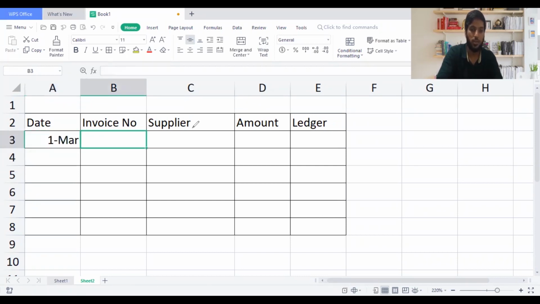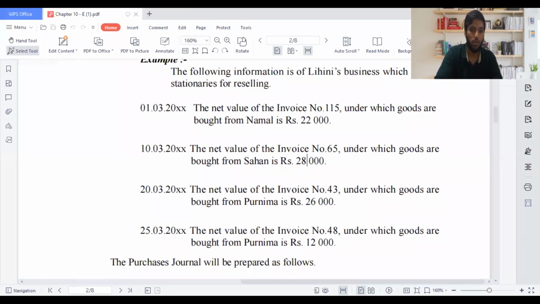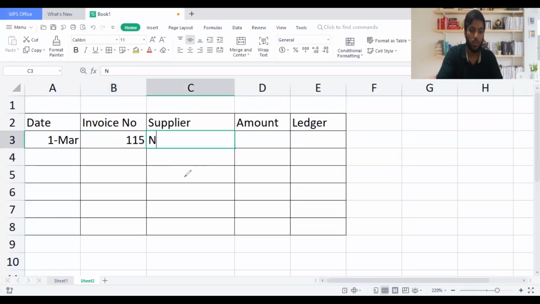So 1st March, what is the invoice number we have? The supplier's name is Namal, invoice number is 115, and Namal has given us 22,000 worth of goods. So Namal, amount is 22,000, right? That easy, guys. Once we have completed this particular part, now I'm moving on to the next part. 1st March is done.